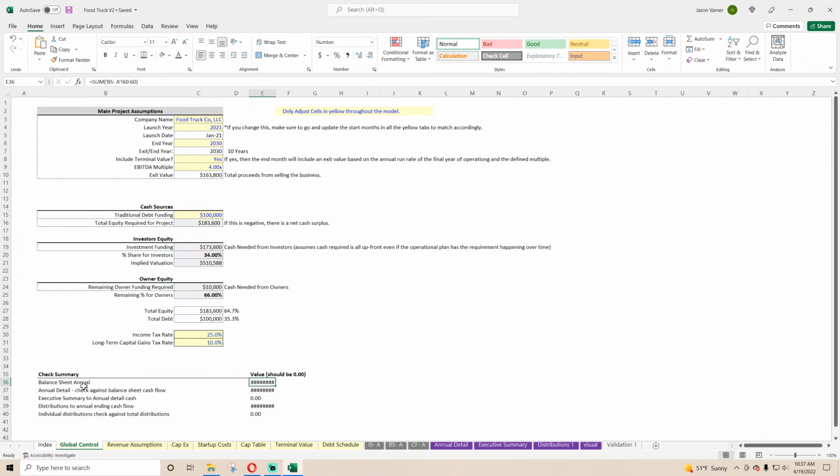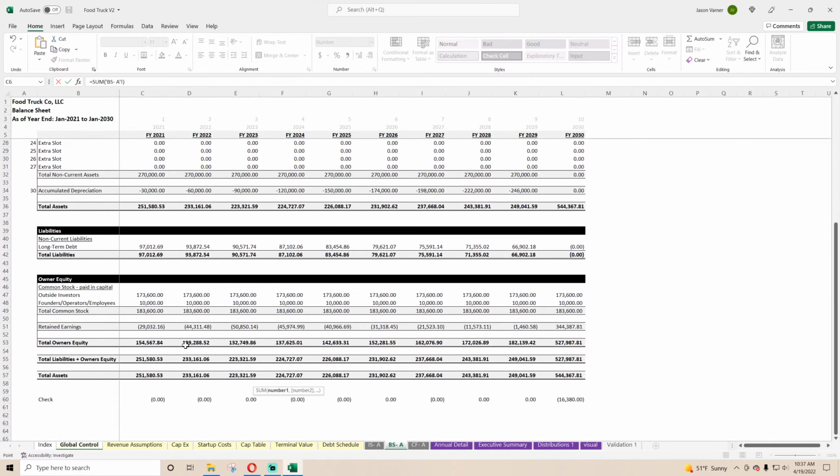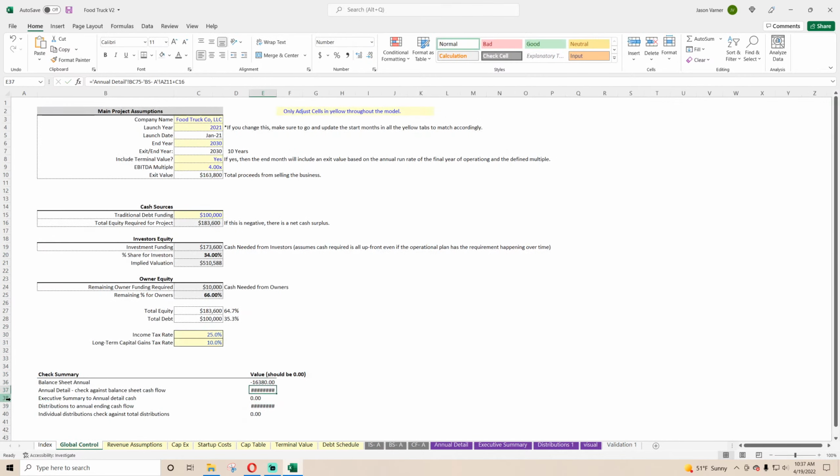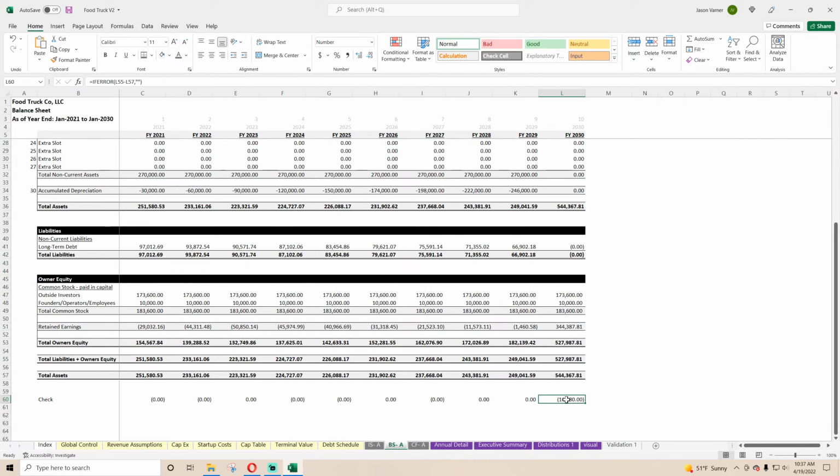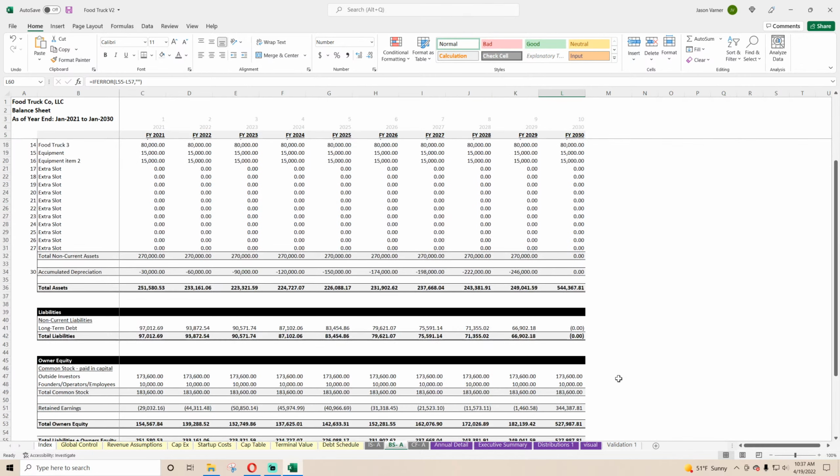Okay. So balance sheet, annual. Let's make sure this is matched up. Oh, no, we do have an error. Okay, so we'll have to fix that. Let's get in here. 16,380. What are we missing?